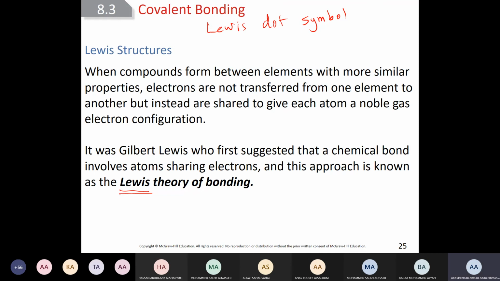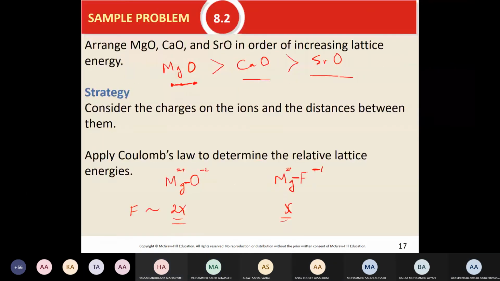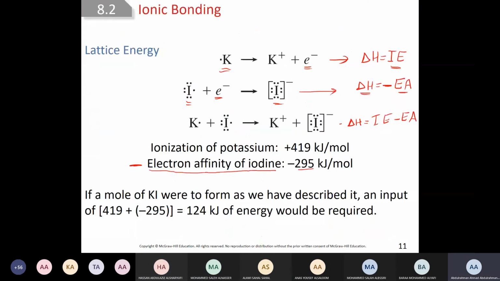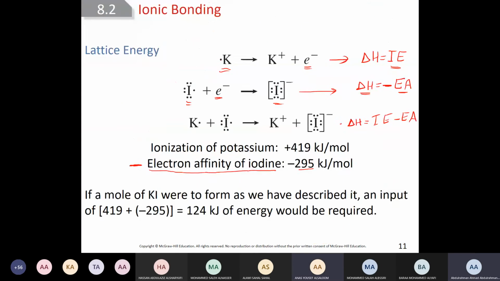Distribute the valence electrons around the element. For example, Mg. What's the Lewis dot symbol for Mg? Like this. You remember it? Yes. This is the Lewis dot symbol. Don't forget it. Clear? Yes.